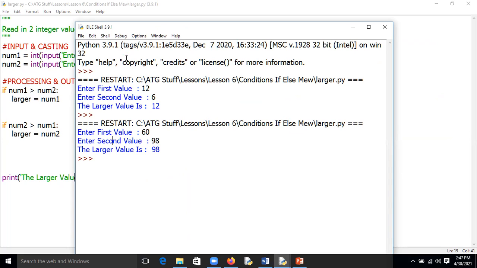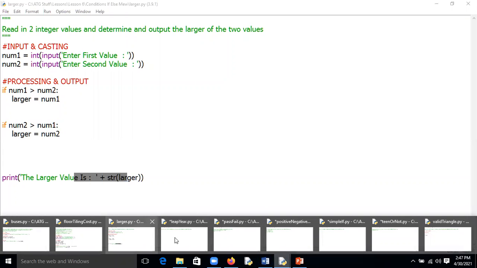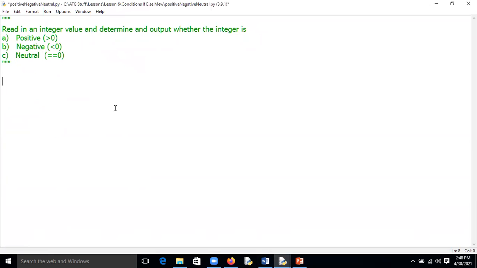Now we can use the conditions for lots of very, very useful programs. And let's look for another one. So we looked at the larger, now positive, negative, or 0. This is a nice question. Read in an integer value and determine an output whether the integer is positive, and positive is greater than 0, or negative, which is less than 0, or it's neutral, which is equal to 0. So I need to check three things, yes or no.